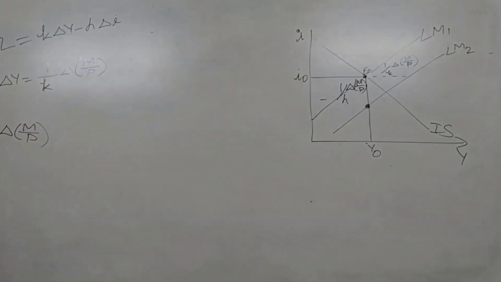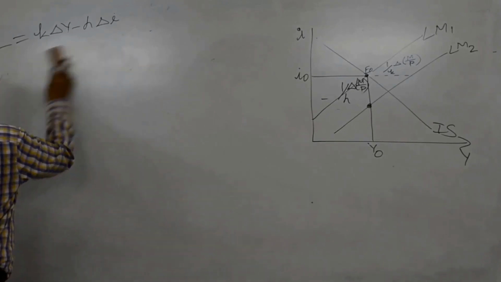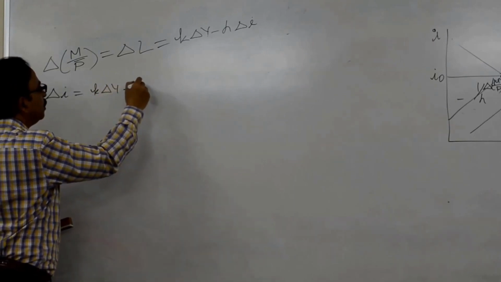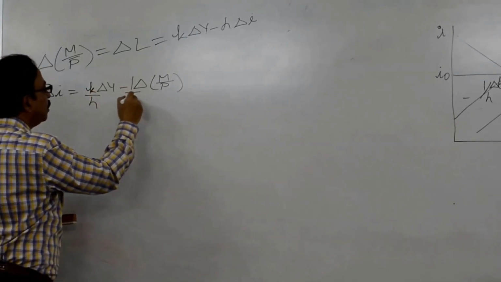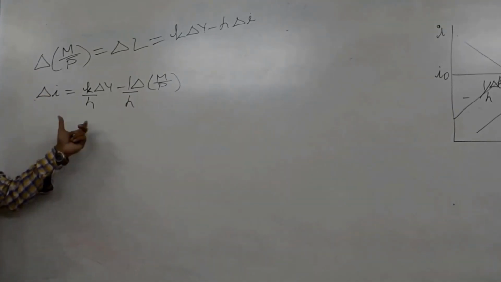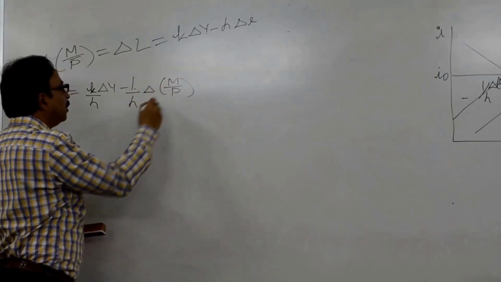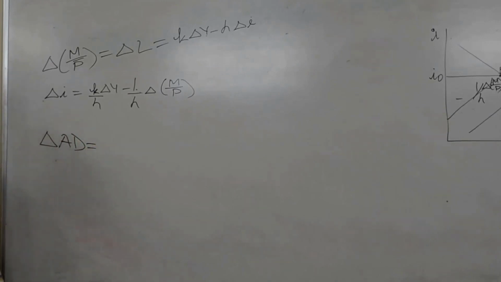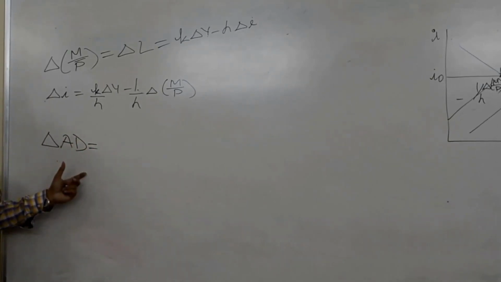Alright. Now, okay. So delta I, by how much is it going to change? H delta I is equal to K delta Y minus delta M by P. So let's remove this from here. Right? Okay. So the rate of interest is going to change by this much. And we know that the adjustment in the goods market will be through what? Rate of interest. So the initial change in investment, the change in aggregate demand, will come from the change in investment.